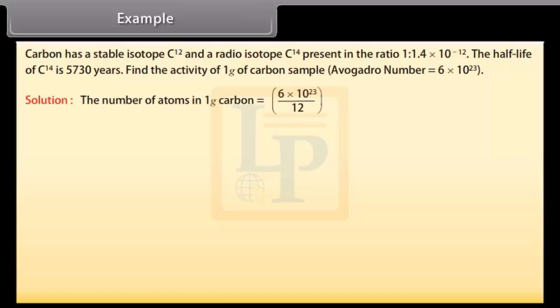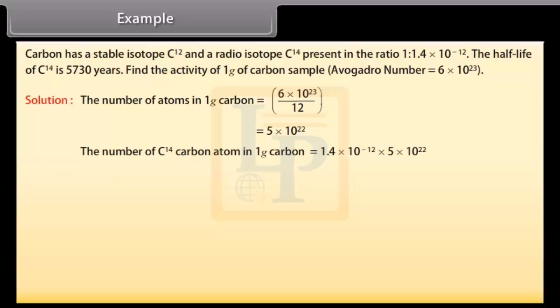Solution: the number of atoms in 1 gram carbon is equal to 6 × 10^23 divided by 12, which is equal to 5 × 10^22. The number of carbon-14 atoms in 1 gram carbon is equal to 1.4 × 10^-12 × 5 × 10^22, which is equal to 7 × 10^10.